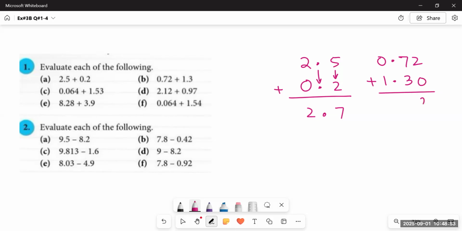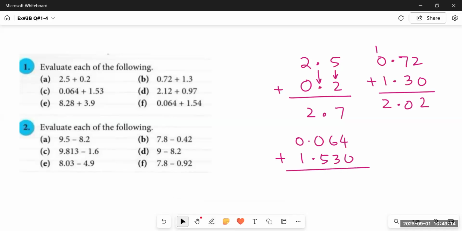So it becomes 2 plus 0, 2. 7 plus 3 is 10. We will carry forward 1 and regroup 0, 1 as 2. So it becomes 2.02. Then comes 0.064 plus 1.53. Just make sure that you keep the decimal below decimal, and then your answer would be accurate.